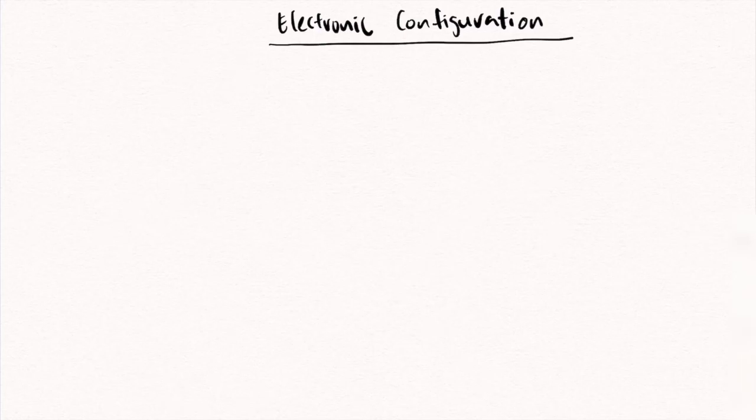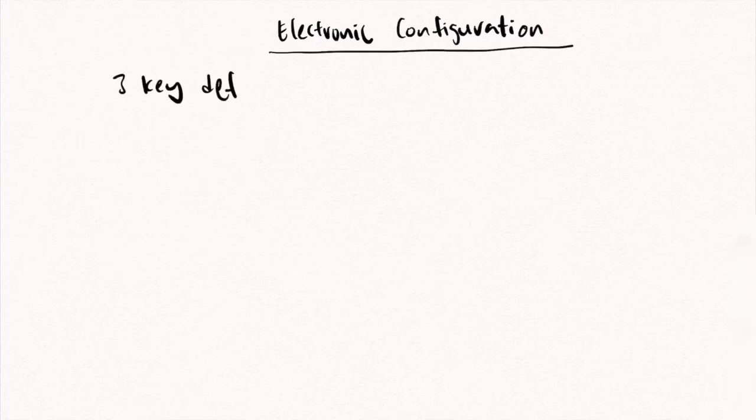Hi, in this video, we will be discussing electronic configurations. For us to understand how electrons are arranged in an atom, we will have to start from the basics. Here are a few key definitions that we need to familiarize ourselves with before we begin.